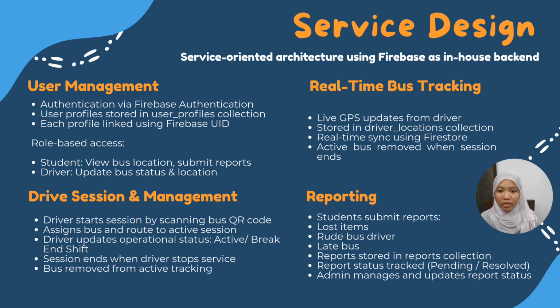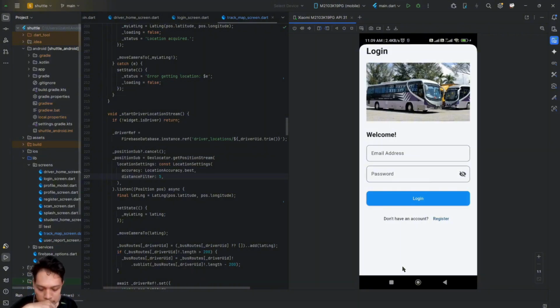This allows students to submit reports such as lost item, driver behavior, or late buses. All reports are stored in the reports collection where their status can be tracked and managed by the admin. Overall, this service design ensures a clear separation of responsibility while allowing all services to communicate efficiently through Firebase with proper access control. So let's start with our demonstration now.